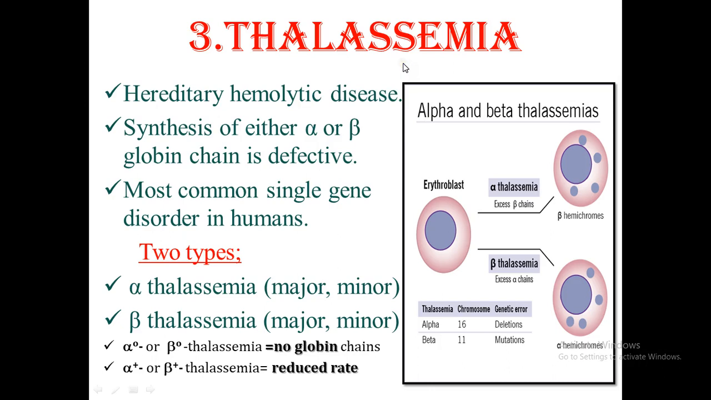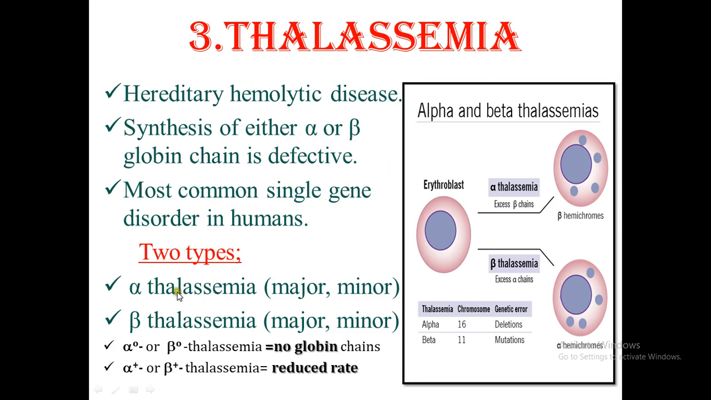Now let's move on to the next category of hemoglobinopathies, which are the quantitative defects of hemoglobin synthesis. These are called the thalassemias. These are also counted as hereditary hemolytic diseases. Why? Because the synthesis of either the alpha globin chain or the beta globin chain is defective. This is the most common single gene disorder found in humans.